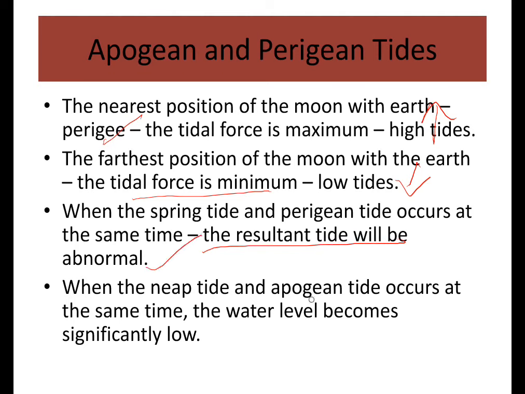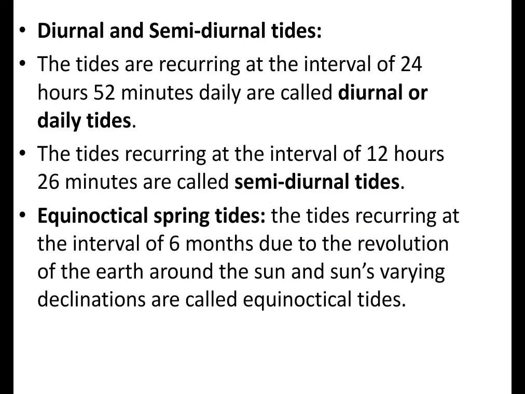When the neap tide and Apogean tide occur at the same time, the water level becomes significantly low. So in Perigean, the gravitational force is more. At the same time, spring tide also is a high tide, so here abnormal tide occurs. But in Apogean, gravitational force is less, neap tide itself is a low tide, and because of that, water level becomes significantly low.